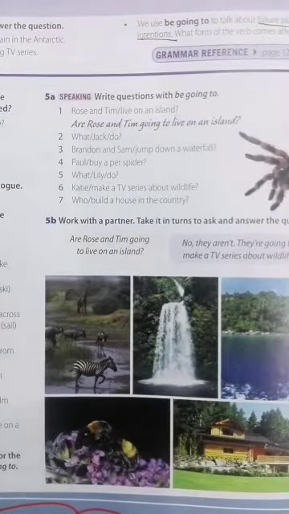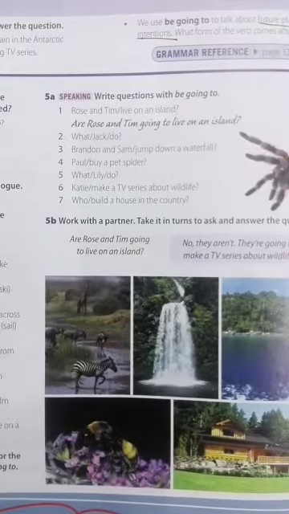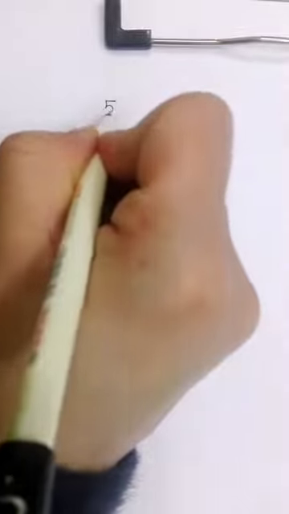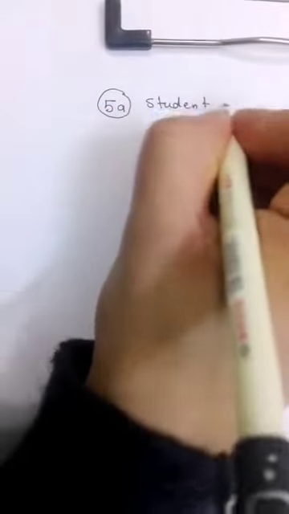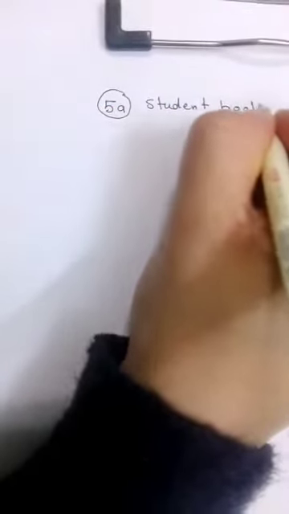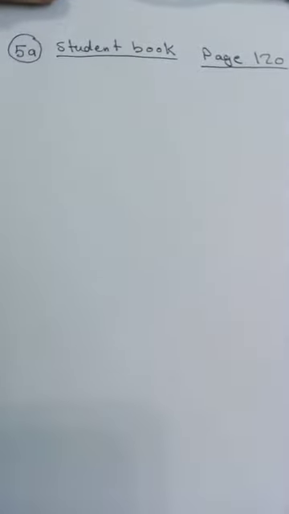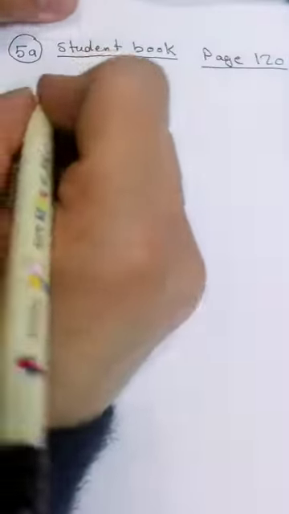Now, let's do this exercise on our notebooks. And we should write like this on the notebook. We write exercise 5A. It's on the student book. And it's page on the student book. And it's page what? 120. Page 120. Number 1, they already did it.